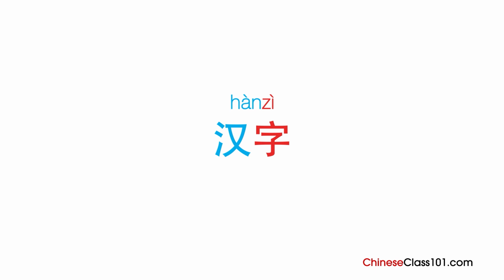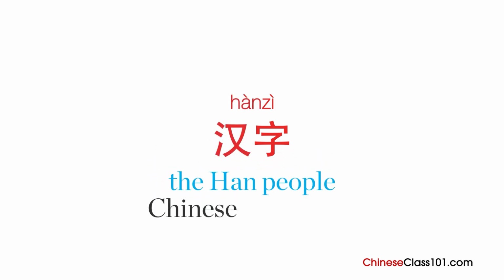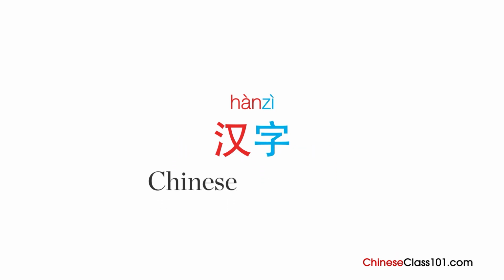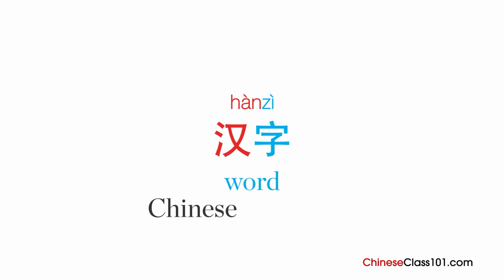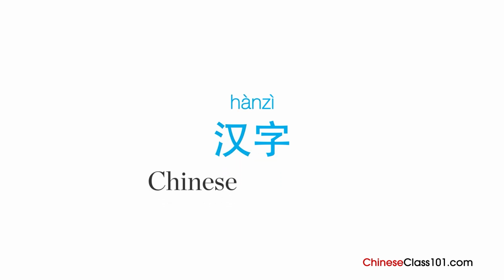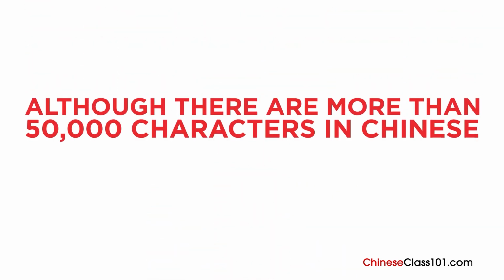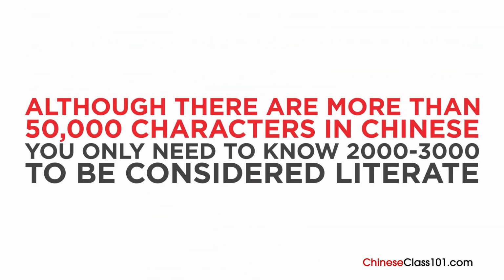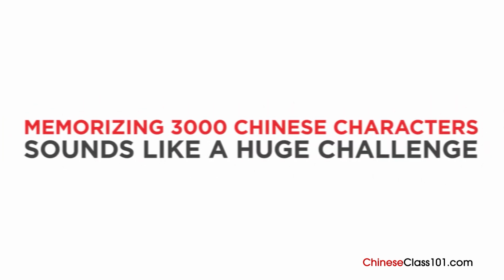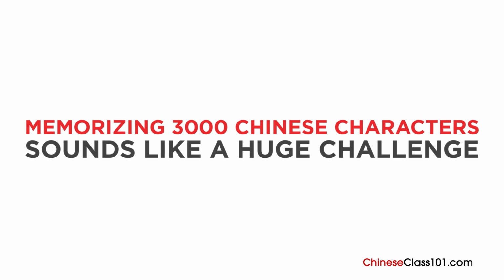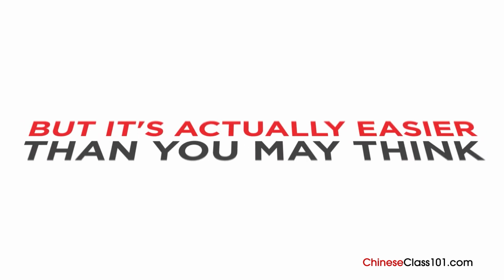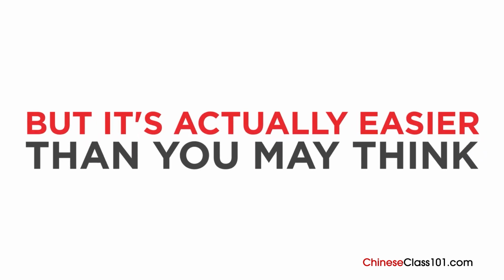The first one, Han, means Chinese, or the Han people, which is a majority ethnic group in China. The second syllable, 字 means word. So Han and Zi together means Chinese characters. Although there are more than 50,000 characters in Chinese, you only need to know 2,000 to 3,000 to be considered literate. Still, memorizing 3,000 Chinese characters sounds like a huge challenge, but it's actually easier than you may think.